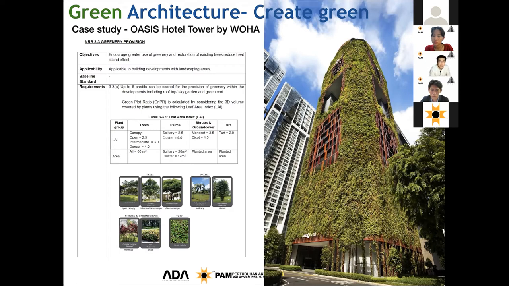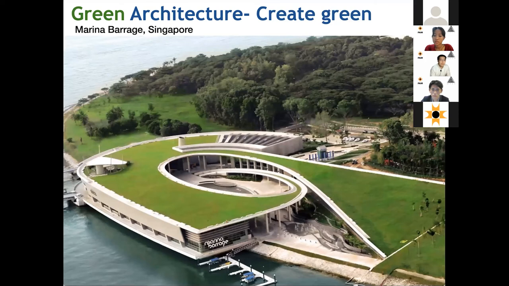Now, this is the green plot ratio calculation format. I'm not going into this. I think you can learn it from a school or in some courses. This is Marina Barrage in Singapore. It's the first green roof in this scale in Asia. If not mistaken, it'll be in Asia, not in the world, but in Asia.